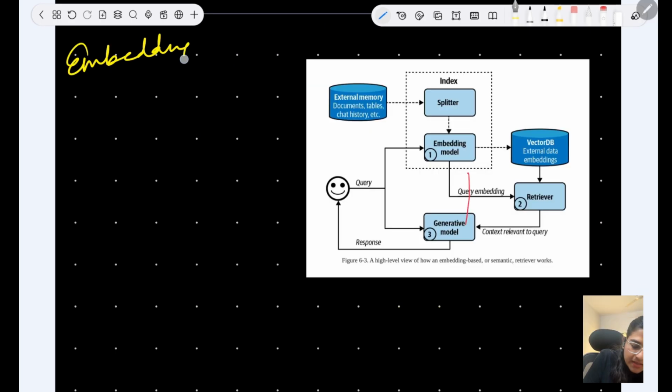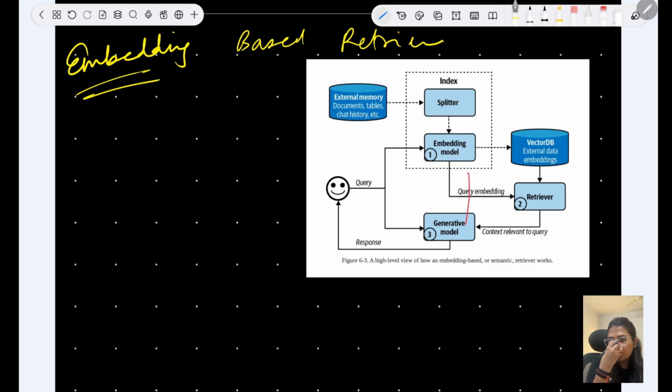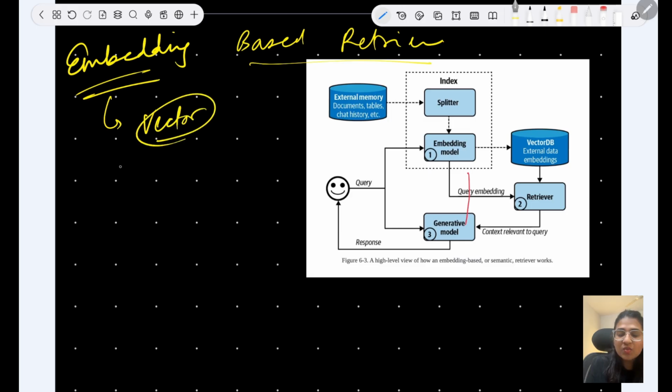What is embedding based retrieval? First, let's understand what is embedding. Again, embedding also I think I covered in my first lecture, and before talking about embedding based retrieval, I want to make sure that you understand what is an embedding. So for an embedding, you should know what is a vector. Okay, so what is a word vector?